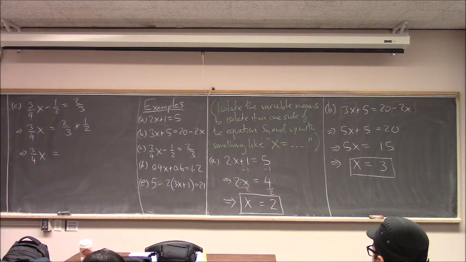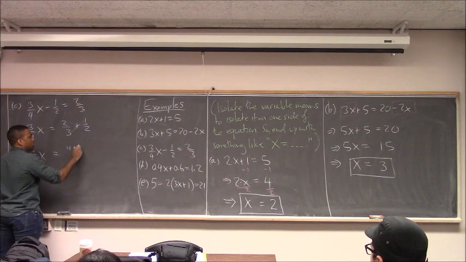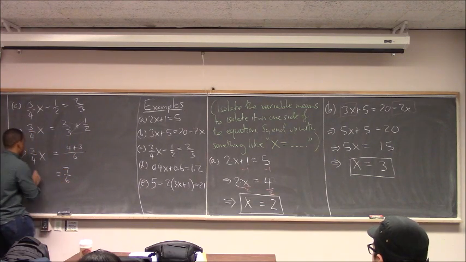What's 2/3 plus 1/2? Come again? 7/6. 2 times 2 is 4, plus 3 times 1 is 3. All over 2 times 3 is 6. So that gives us 7/6.